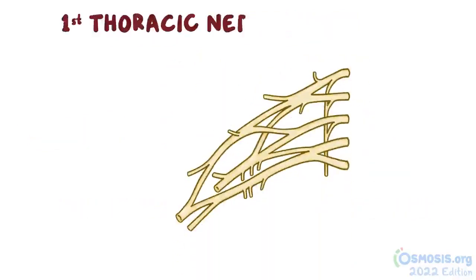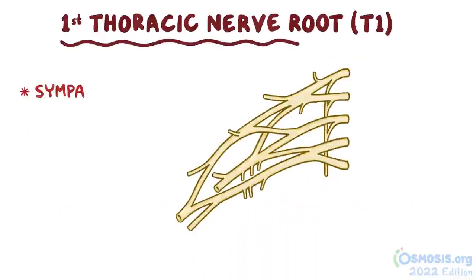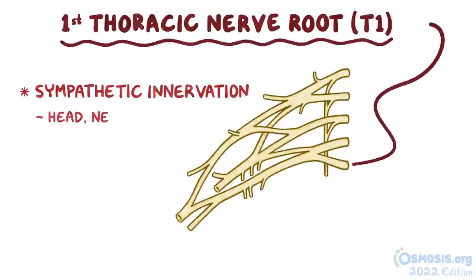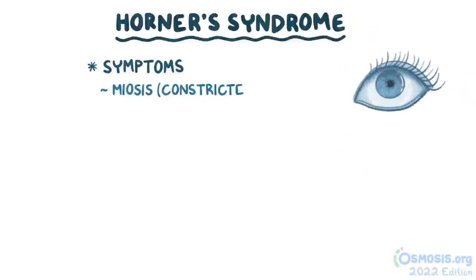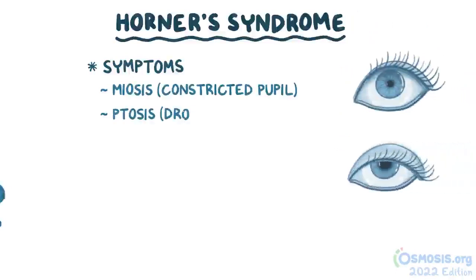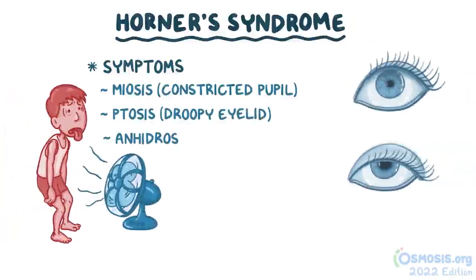Finally, the first thoracic nerve root, or T1, provides sympathetic innervation for the head, neck, and eyes. When this nerve is injured, it causes Horner syndrome, which is a triad of 3 symptoms: miosis, or constricted pupil, ptosis, a droopy eyelid, and anhidrosis, the inability to sweat.